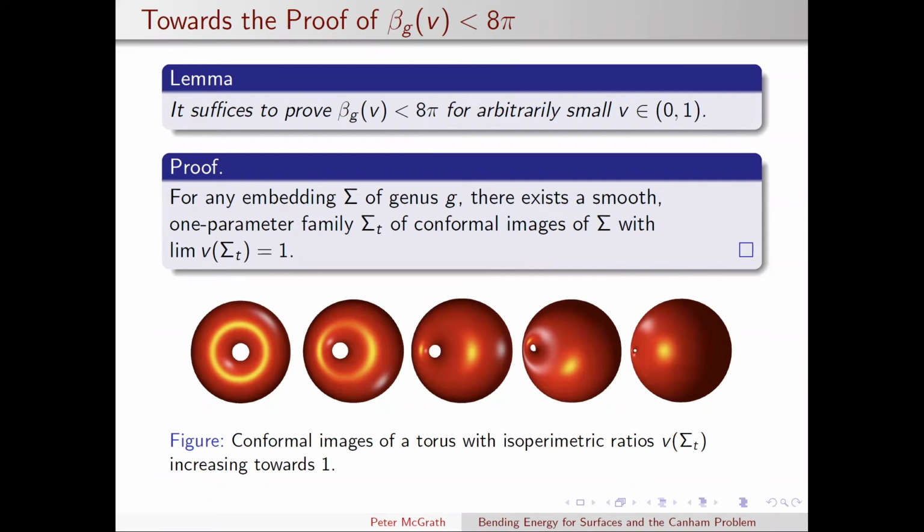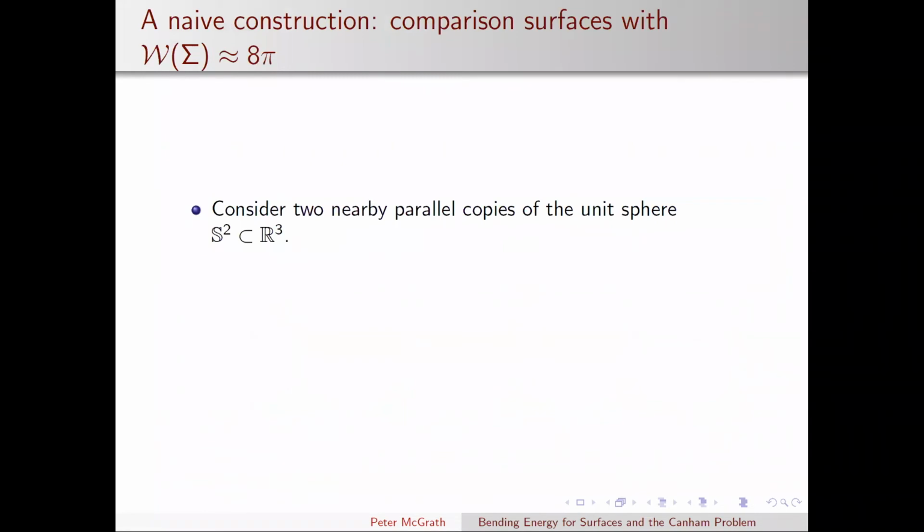Okay, so now we turn our attention to thinking about very, very small isoperimetric ratio. The heuristic, or a heuristic, for doing this is very simple. You want to find some way, somehow, a surface that has whatever genus you want, very, very small isoperimetric ratio, and total bending energy about 8 pi, but crucially less.